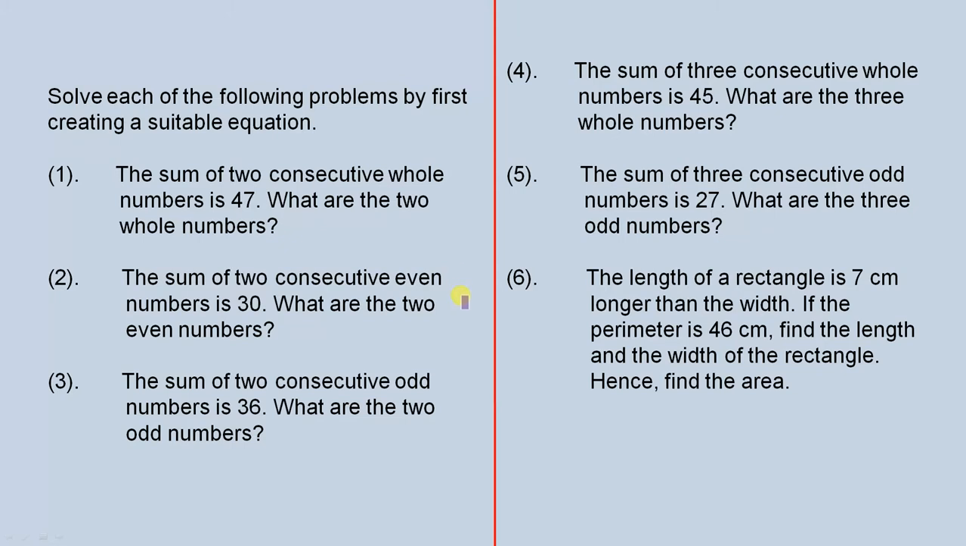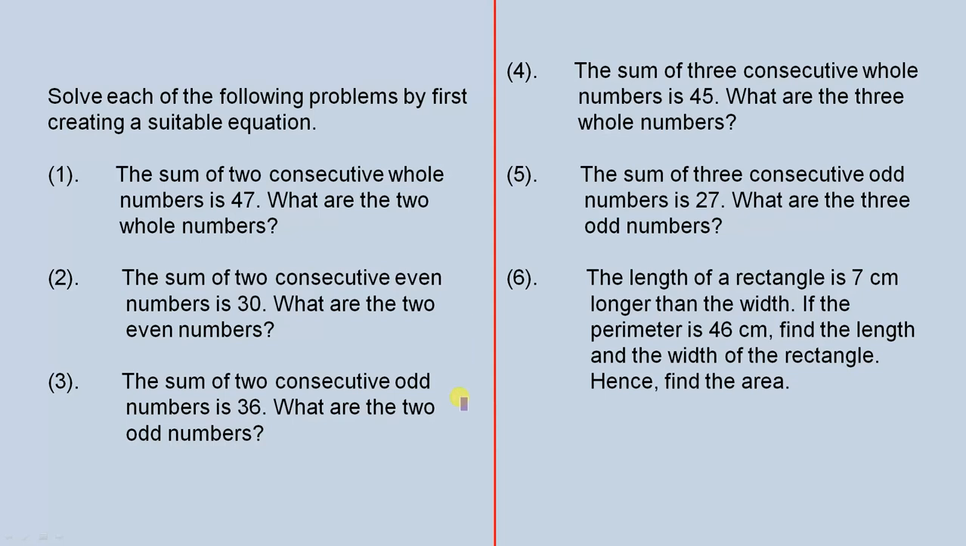The next one, the sum of two consecutive even numbers is 30. What are the two even numbers? Now you know what even numbers are. For example, 2, 4, 6, 8, 10, etc. They're all even numbers. Two consecutive even numbers means two numbers that are close together. For example, 8 and 10, 12, 14, etc.